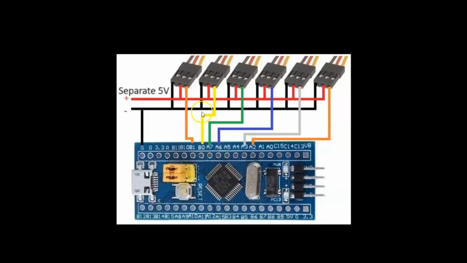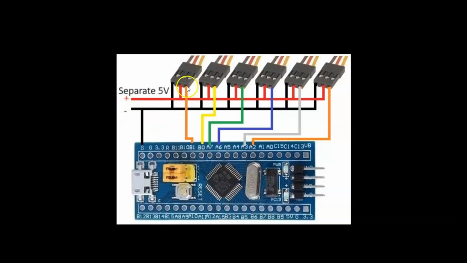The wiring connection is here. This is the servo connector. This side is ground. The middle one is 5 volt. This is the signal. All the grounds go to the power supply and also the STM32 ground. All the 5 volt pins connect to a 5 volt power supply. It's better to give a separate 5 volt power supply.